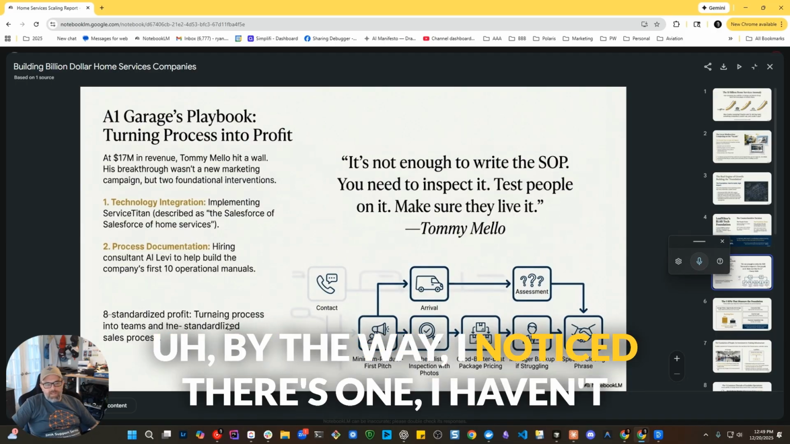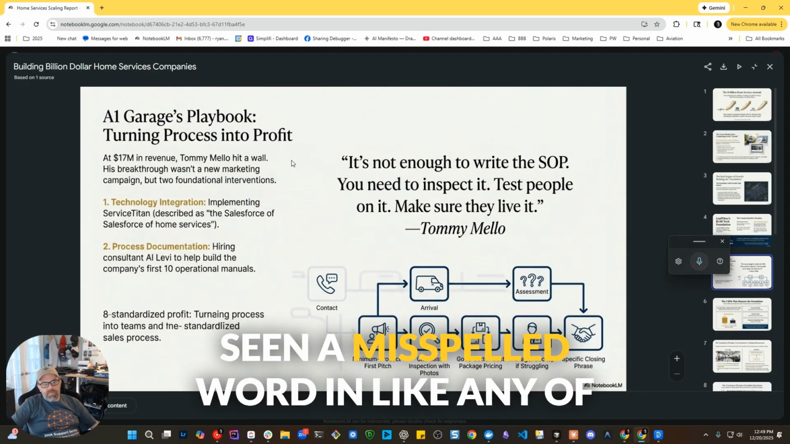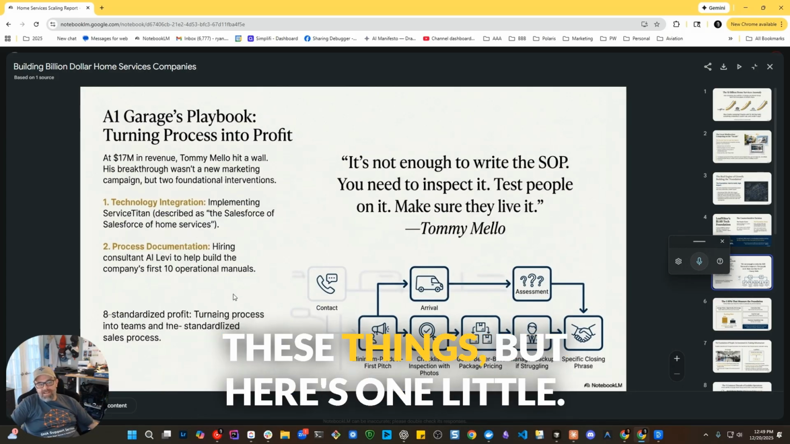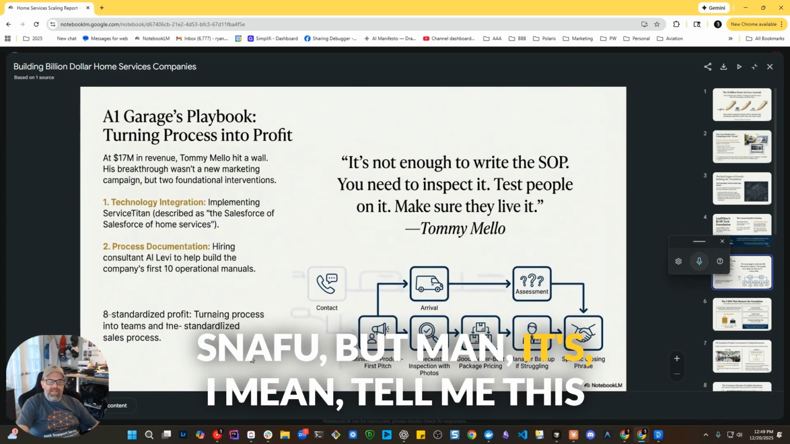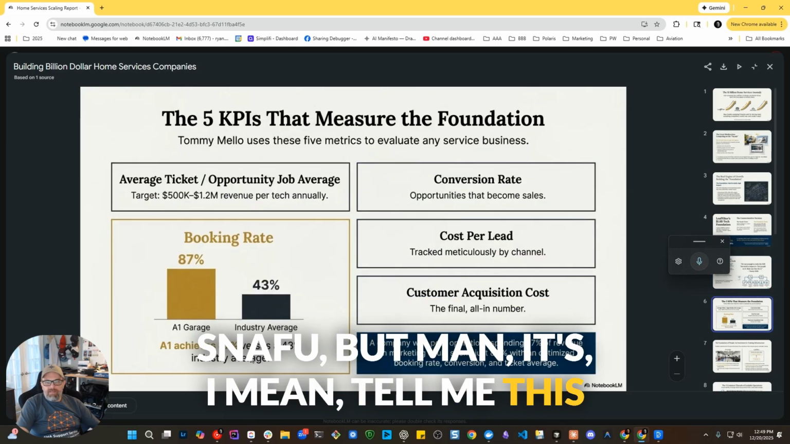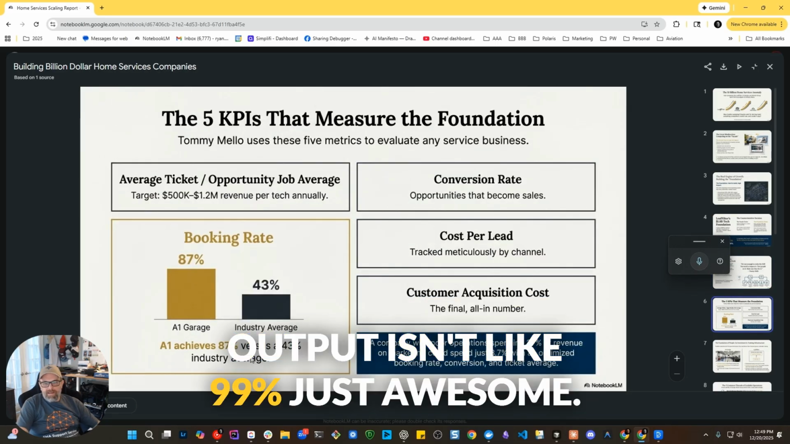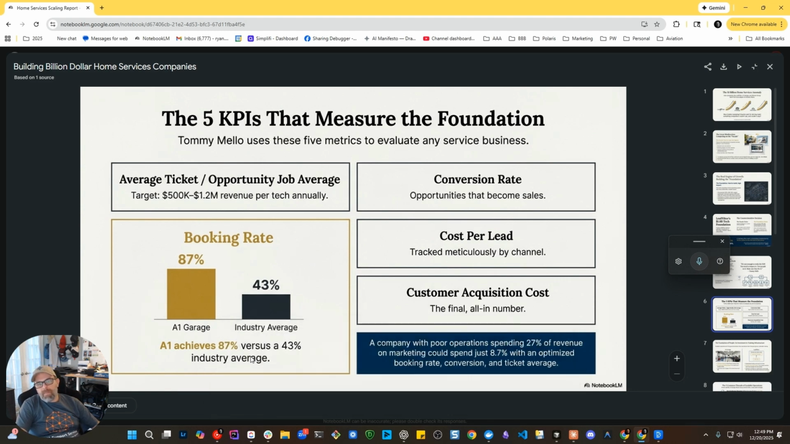By the way, I noticed I haven't seen a misspelled word in any of these things. But here's one little snafu. But man, tell me this output isn't like 99%. Just awesome. 5 KPIs.